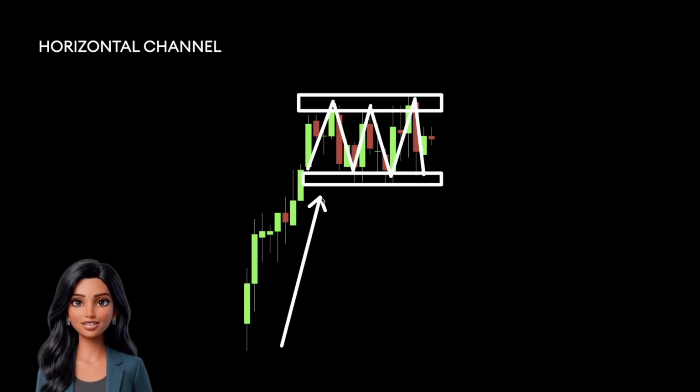In a bullish horizontal channel, the price starts in an uptrend but consolidates within a range. This often indicates that the market is taking a breather before continuing its upward momentum. Traders can look for breakouts of the horizontal resistance to confirm the continuation of the uptrend.